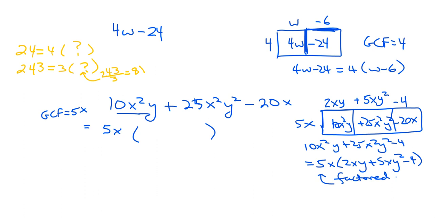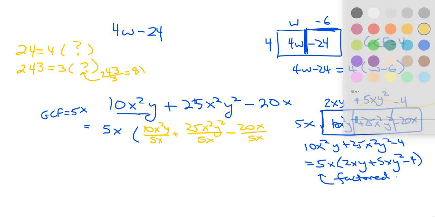So let's go: 10x squared y divided by 5x. So the 10 divided by... here, let me write this unnecessary step, but just for the first example. What goes in there is what you get when you divide what's on the inside by the 5x. And then in here, that's 25x squared y squared divided by 5x. And over here, 20x divided by 5x.